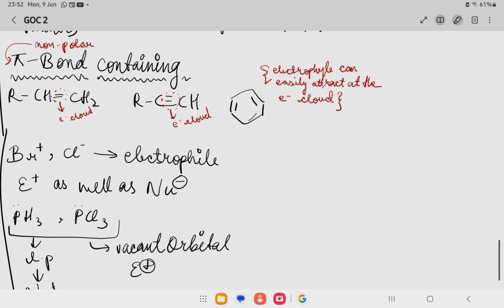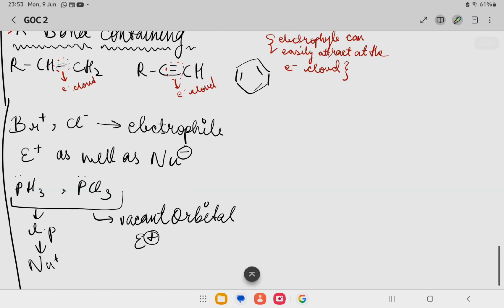Example Br+, Cl-, these are electrophile as well as nucleophile both. यहाँ पे हमारा एक और है लोन पेयर कंटेनिंग ग्रुप विच इज़ अ न्यूक्लियोफाइल एंड अ वेकेंट ऑर्बिटल विच इज़ एन इलेक्ट्रोफाइल. एंड हेंस डन फॉर दिस क्लास। In next lecture we will discuss some of the questions related to this and we will proceed further.